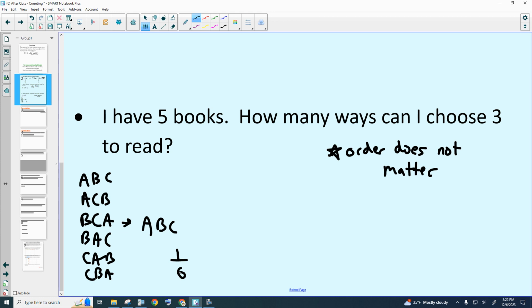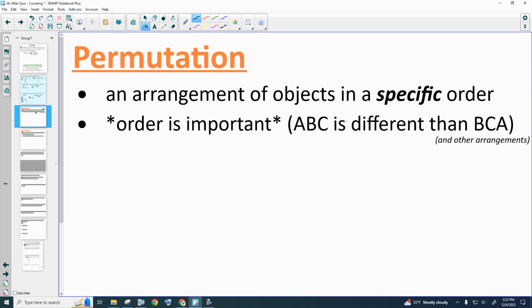So if I am doing 5 books, which we said was going to be 5 times 4 times 3, if I want to do this again, and do my 5 minus 3 factorial, I would have to multiply by 1 over 6, which is that 3 factorial. Now, that's a lot of writing, and you can figure this out other ways, but there's a really easy way we're going to use today, and something that you can use going forward.